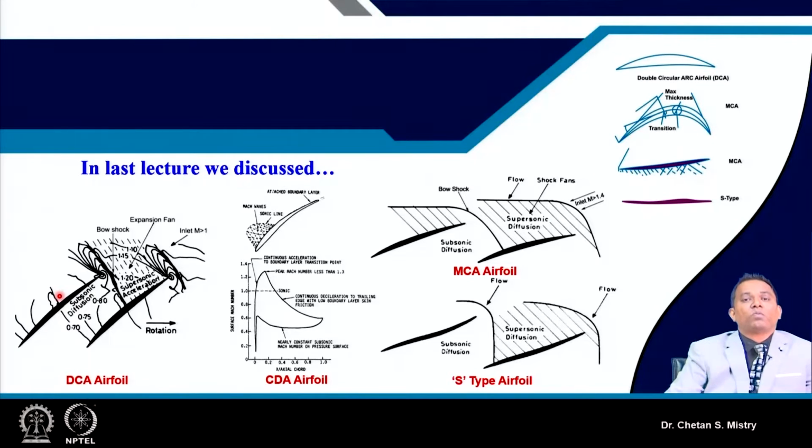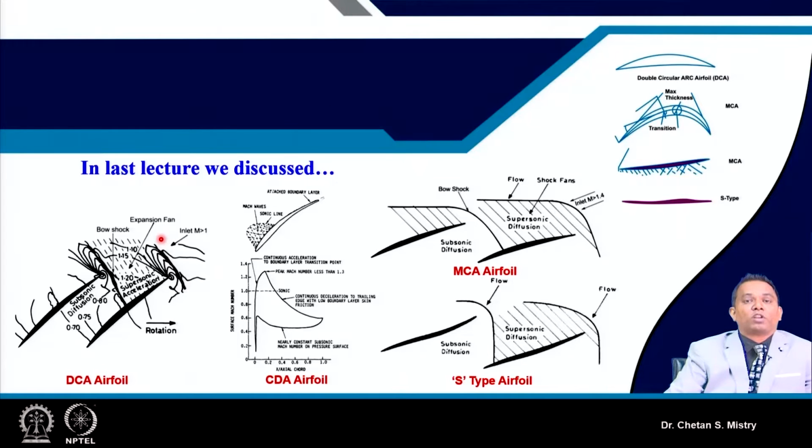The double circular arc aerofoil is used when the flow is in the range of nearly Mach number 1.4 or less. Under that condition, when the flow strikes the blade, because of the rounded leading edge, a bow shock will be formed. So we have realized the use of rounded aerofoils; we are not interested in making sharp edge aerofoils.